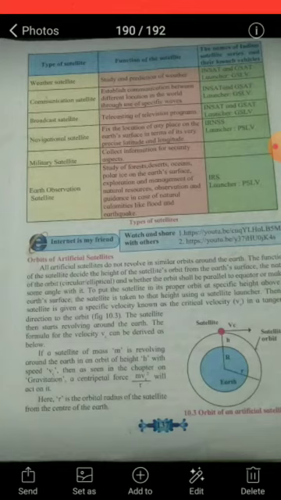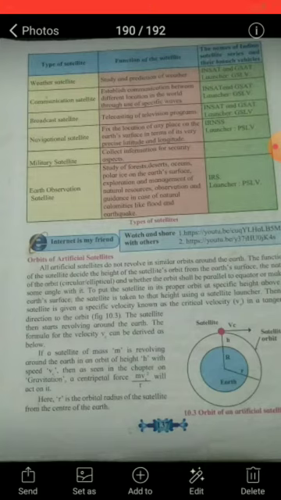The satellite is taken to that height using a satellite launcher, and then the satellite is given a specific velocity known as the critical velocity. It is denoted by Vc, and it is in the tangential direction to the orbit. The satellite then starts revolving around the Earth, and the formula for the velocity Vc can be derived as follows.